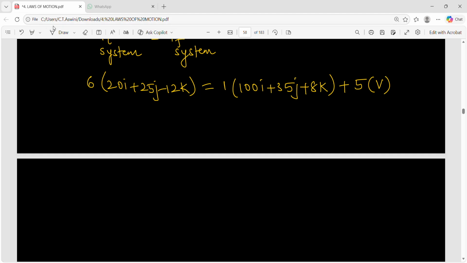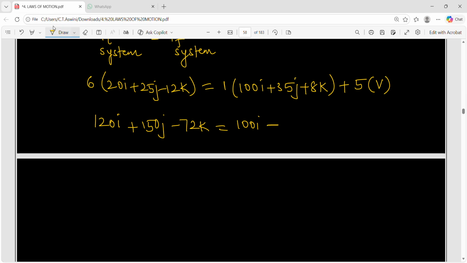Now just simplify this, you will get the answer. So 120i plus 150j plus 72k is equal to 100i plus 35j plus 8k plus 5v. So take the subject as 5v. Now what will you get?